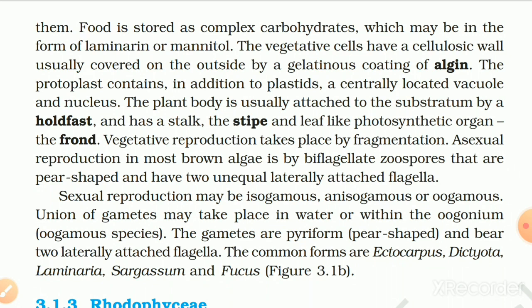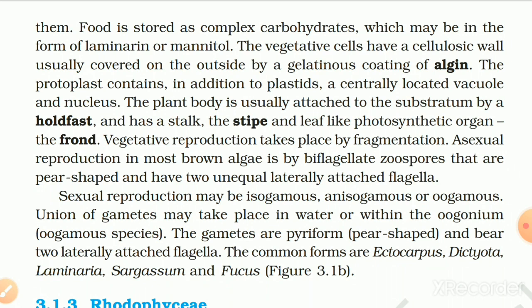The vegetative cells have a cellulosic wall usually covered on the outer surface by a gelatinous coating of algin. The protoplast contains, in addition to plastids, a centrally located vacuole and nucleus. The plant body is usually attached to the substratum by a holdfast, and has a stalk, the stipe, and the leaf-like photosynthetic organ, the frond. Vegetative reproduction takes place by fragmentation.